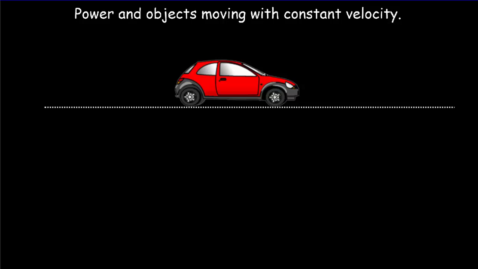Turns out there's a simple expression for the power of objects moving with a constant velocity. But it's got to be a constant velocity. The expression turns out that the power will be equal to the force times the speed. And let's see how that comes about.